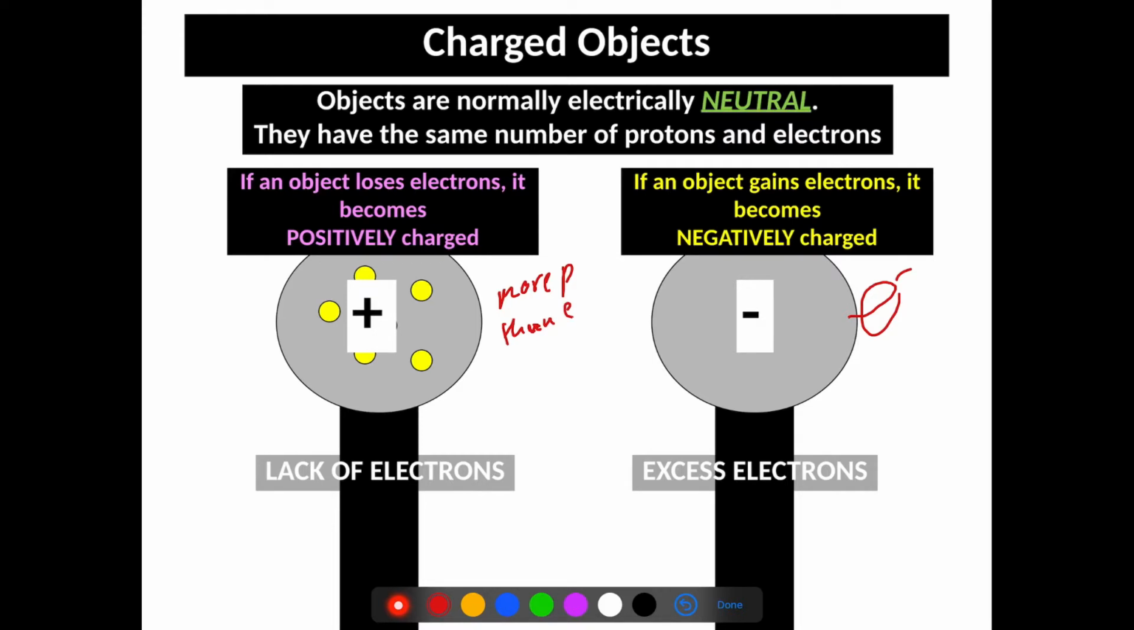Normally everything is just neutral. They come in neutral. That means they have the same number of protons and electrons. So in that case, there's no charge.